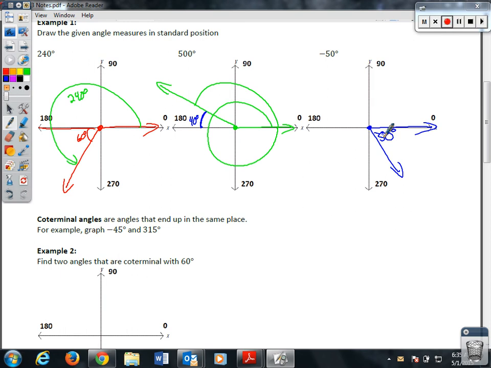You'll notice with the 500-degree angle, we went around the circle once and then kept going. Since it was more than 360 degrees, that implies there is more than one way to describe a specific ray. So let's look at two angles that are called coterminal angles. If you remember that last side that we have, in this case with the 500-degree angle, it's this one here. We call that the terminal side. Angles that are coterminal have the same endpoint. They end up in the same place.